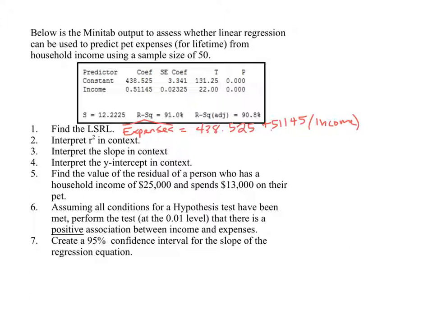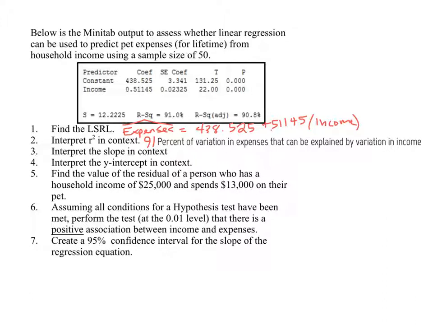Next, interpret r squared in context. If you'll remember, the r squared is the percent variation in the response variable that can be explained by variation in the explanatory variable. So I have done that here. You can see percent variation in expenses that can be explained by variation in income. And of course, our r squared is 91%, so we would say 91% of variation in expenses can be explained. Often in MiniTab you don't get correlation. It's easy enough, of course, to calculate: the square root of 0.91.